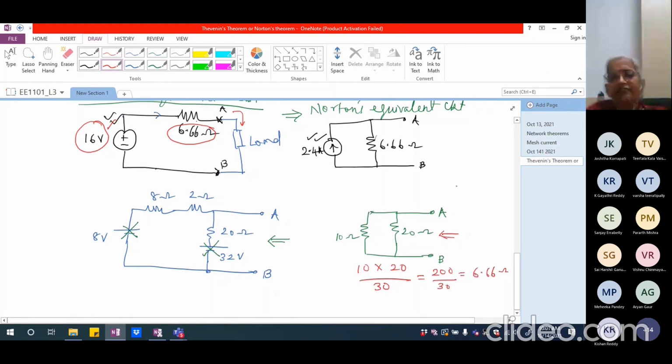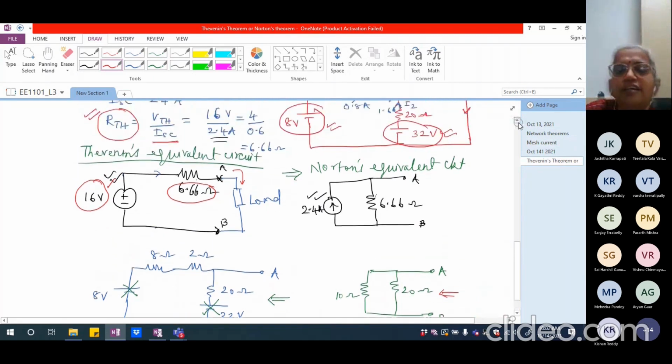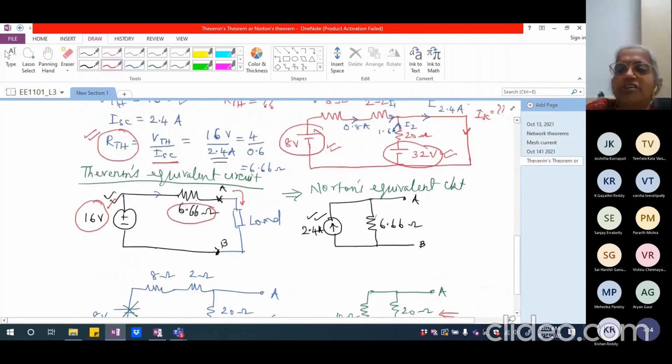So whenever I have independent voltage sources and independent current sources, I do not have to go through with calculating the short circuit current. It is not essential for me to calculate the short circuit current. Rather than that, I can directly calculate what is RTH.